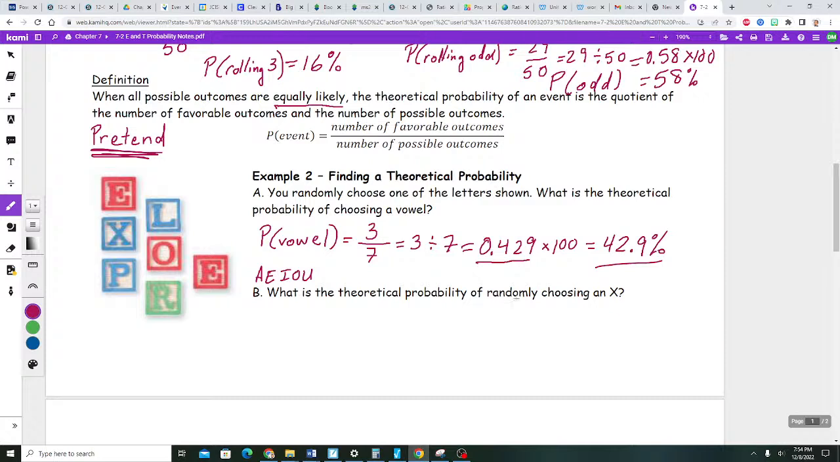So what's the probability of randomly choosing an x? So the probability of x is 1 out of 7. So we divide 1 by 7. 1 divided by 7 is 0.14. And then that 2 behind becomes a 3. We multiply by 100. And so that's 14.3%.